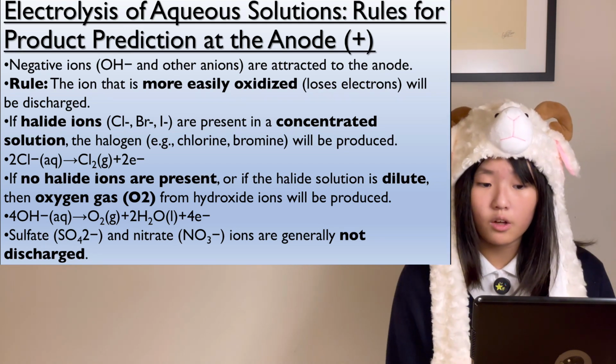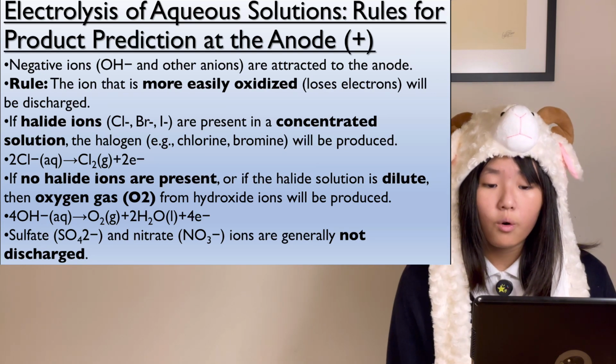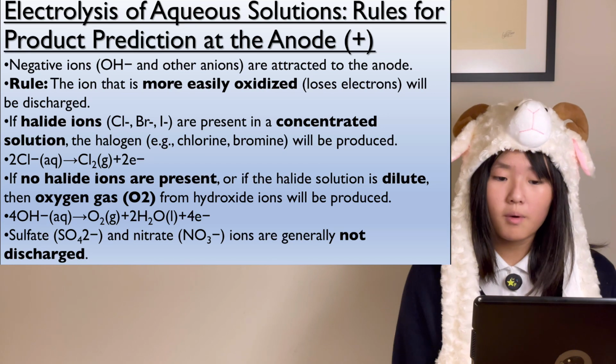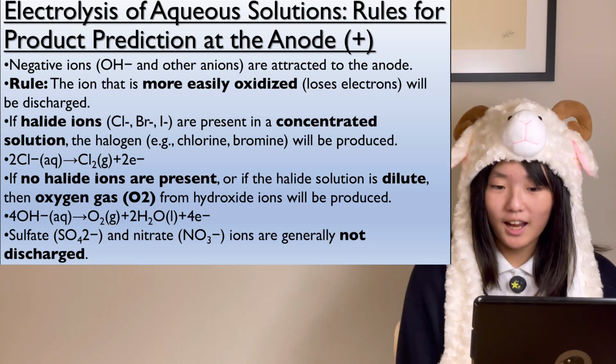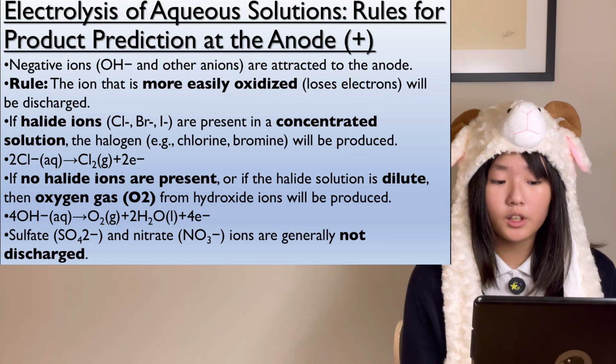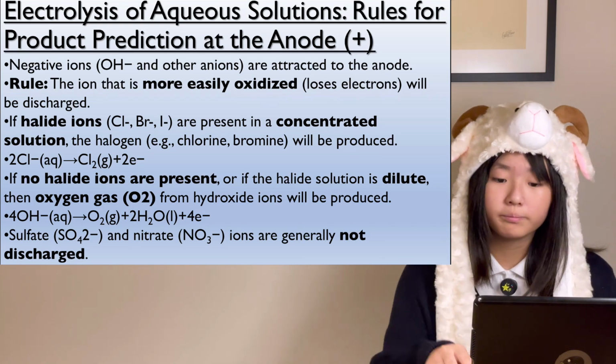If no halide ions are present, or if the halide solution is dilute, then oxygen gas from hydroxide ions will be produced. Sulfate and nitrate ions are generally not discharged at all.